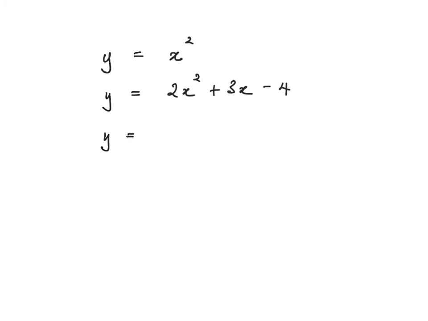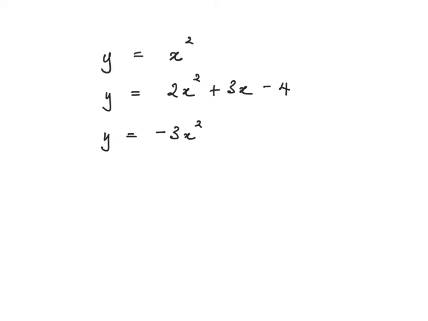The x squared can be positive, it can have a coefficient of 1, it can have a coefficient of any number, and it can also be negative. It doesn't really matter. The important thing is that we have an x squared function. That makes a quadratic function.